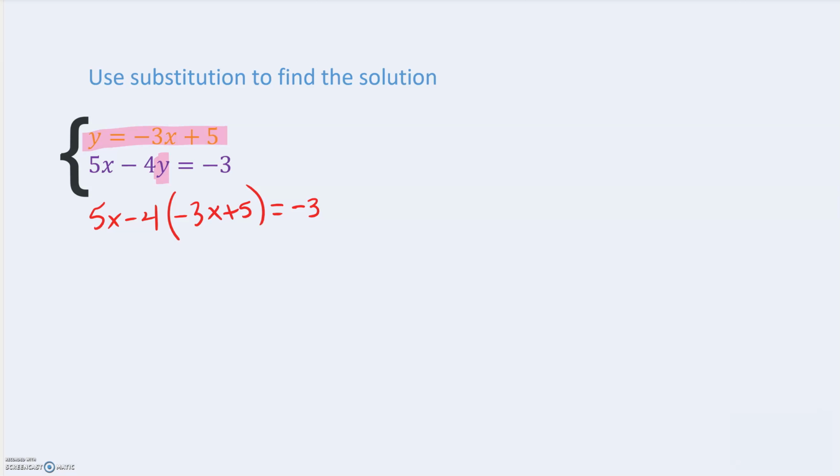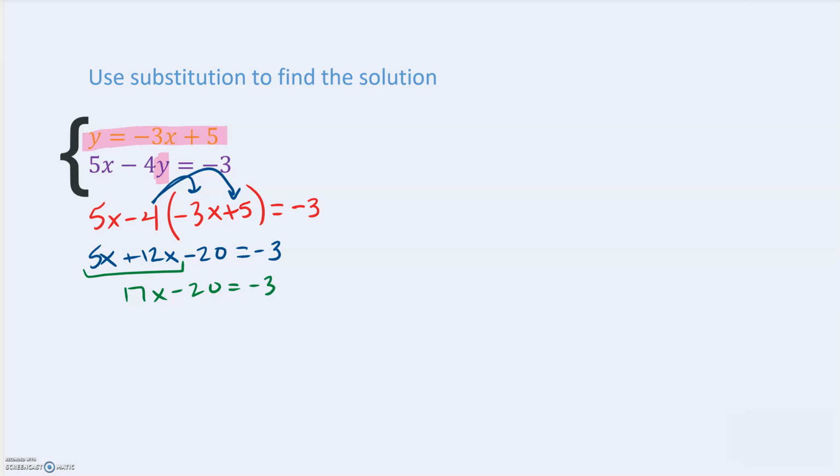So now I'm just going to do my math how I normally would. I see I've got parentheses, so I need to distribute this -4 into everything inside the parentheses. Nothing over here happened to this 5x, so that's just going to get rewritten. -4 times -3x is a positive 12x, and -4 times 5 is -20, equals -3. All right, from here I'm going to combine my like terms, which is 5x and 12x, and 5x plus 12x gives me 17x. Minus 20 equals -3.